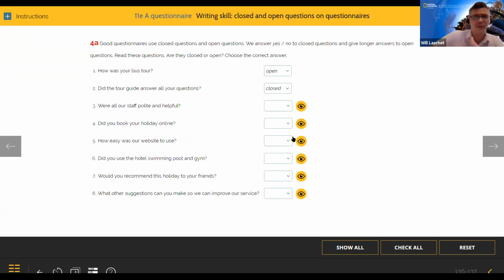It's often an odd number, and the reason is that people often want to go in the middle. But that also offers its own problem: if everyone goes in the middle, then you're not really learning very much. And if people don't have a strong opinion, then they might just go in the middle. But this is something that we need to think about. Okay, let's go through and have a look at some of the other questions. So number 2, did the tour guide answer all your questions? This is closed. It's just yes or no.